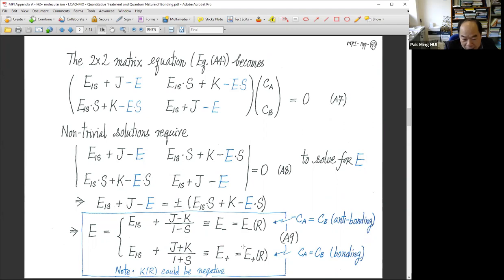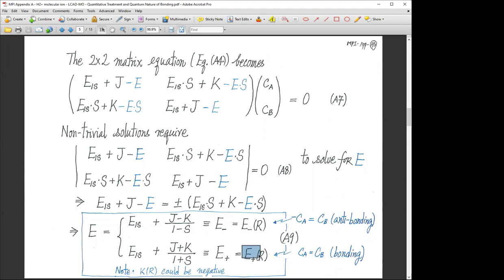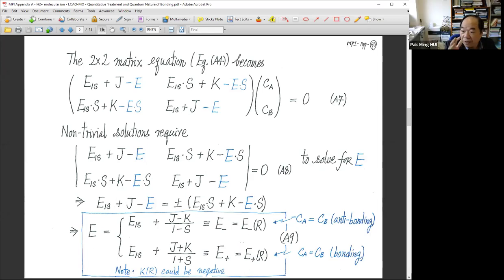If you plug this answer back, let me see if I can do that. Okay. So if you plug this eigenvalue back into the 2x2, you can solve for this thing. But if you already did problem set 1, you know for this situation, you have these answers, as we already expected by symmetry.